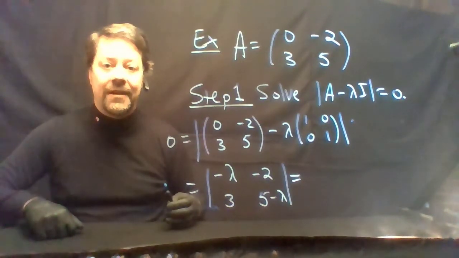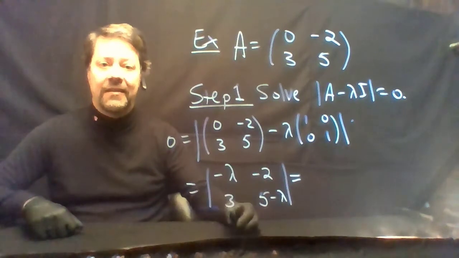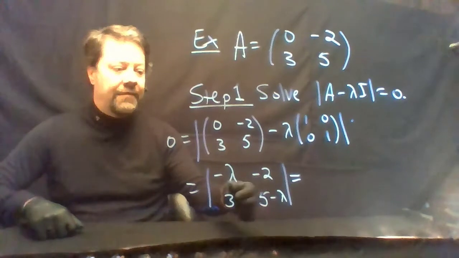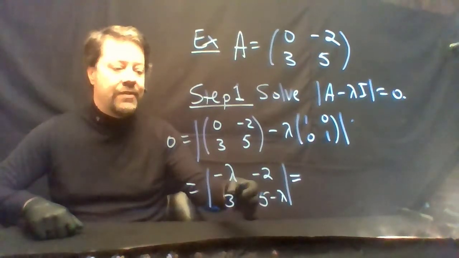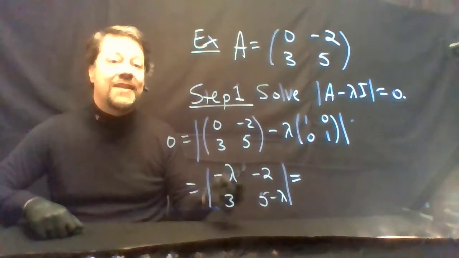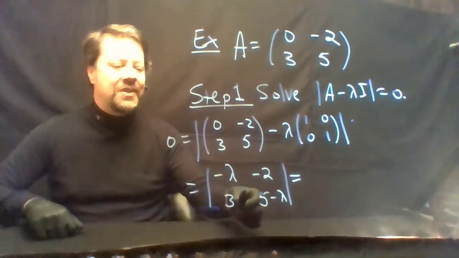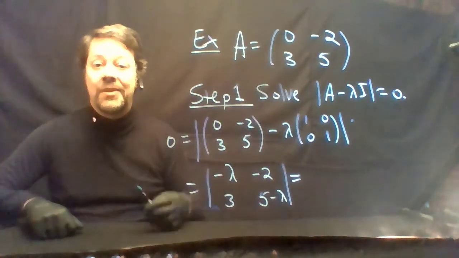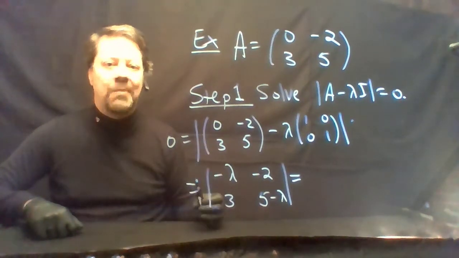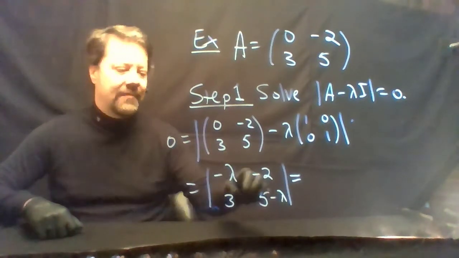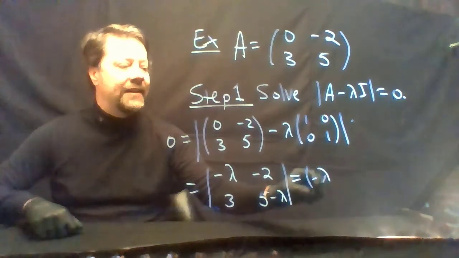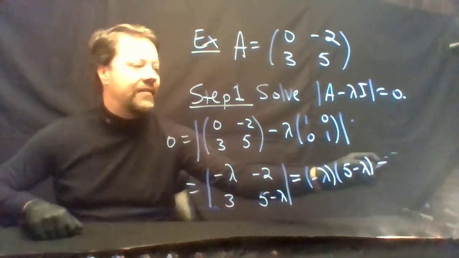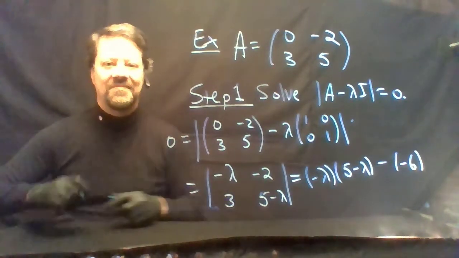This will always give us a polynomial. A determinant consists of a finite number of products and sums of the entries in a matrix. A finite number of products and sums of entries in a matrix with a variable like lambda will give us a polynomial. You always get a polynomial of degree 2 if the matrix is 2 by 2. If the matrix is n by n, you'll obtain a polynomial of degree n. Here we get minus lambda times 5 minus lambda, and then minus -6.